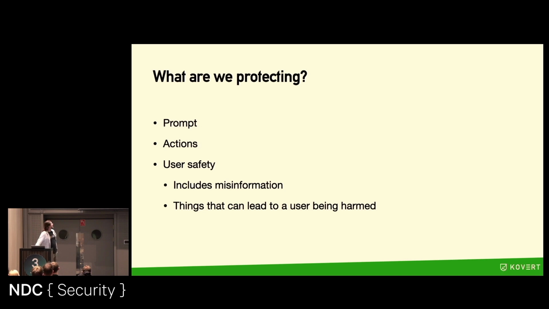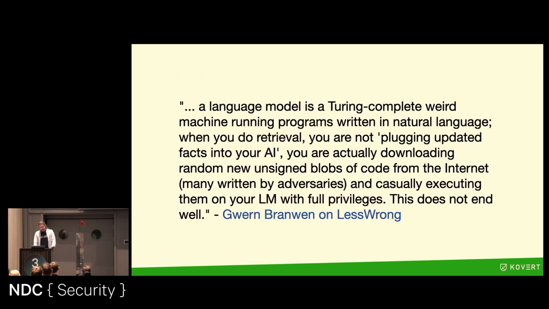Yeah, we're protecting actions. So whatever the large language model can do that your user can't do, if it has the ability to reset passwords, for example, that's something we want to protect, which is not something you should give to the AI, but I can imagine someone will do. So finishing up this section, I want to bring up this quote. A language model is a Turing-complete weird machine running programs written in natural language.